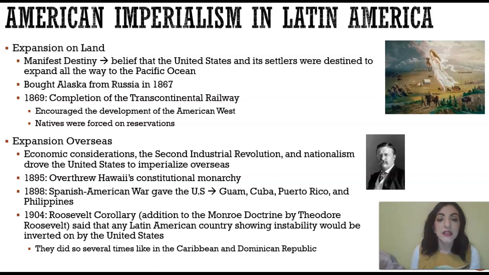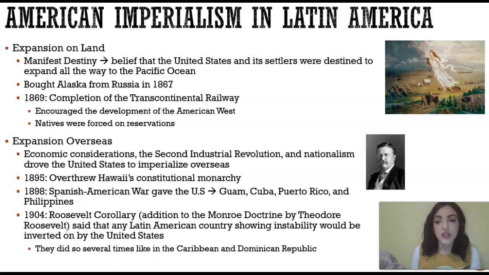The belief that the United States and settlers were destined to expand all the way to the Pacific Ocean. So they bought Alaska from Russia in 1867. In 1869, they completed the Transcontinental Railway, which encouraged the development of the American West, and the natives were forced onto reservations.